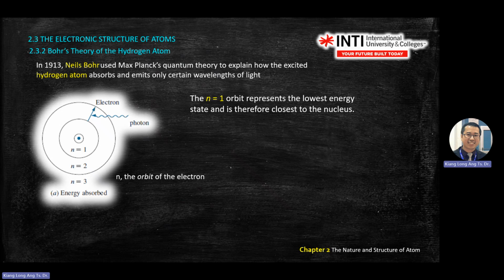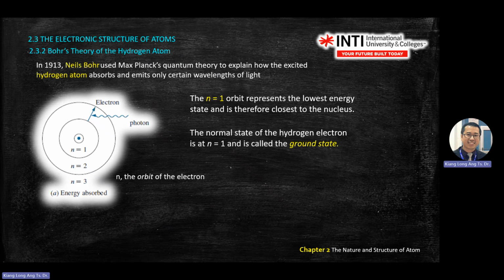So first notation, n, we represent as orbit in Bohr's model. And n equal to 1 is the lowest energy in the model, right? So you cannot go lower than 1. If you go lower than 1, you become the nucleus already. So n equal to 1 in other textbooks also means ground state.